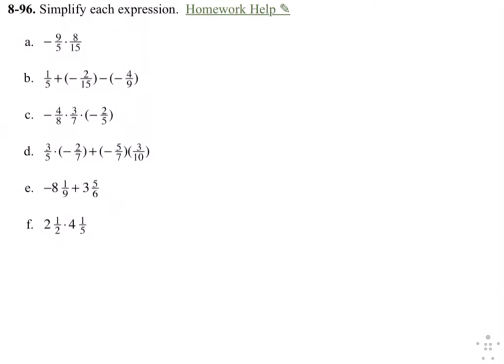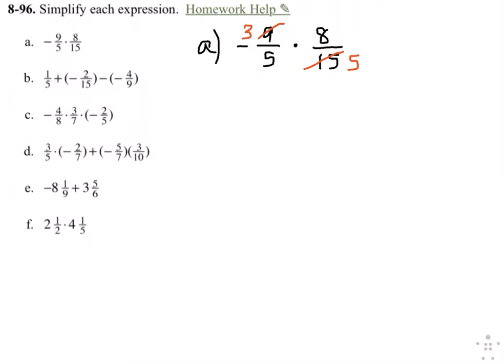Okay, we'll do as many as we can and then we'll clear it as we go. So A, I have negative 9 over 5 times 8 over 15, right? So the goal is to cross cancel whenever we can. So I can, right? I have a common factor of 3 in there. So 3 goes into 9 3 times and into 15 5 times, right? And then there's nothing else I can cancel.